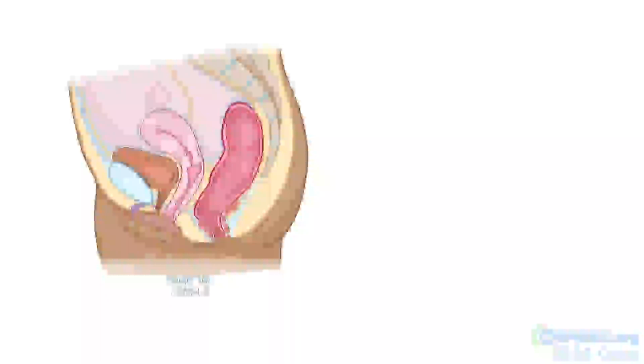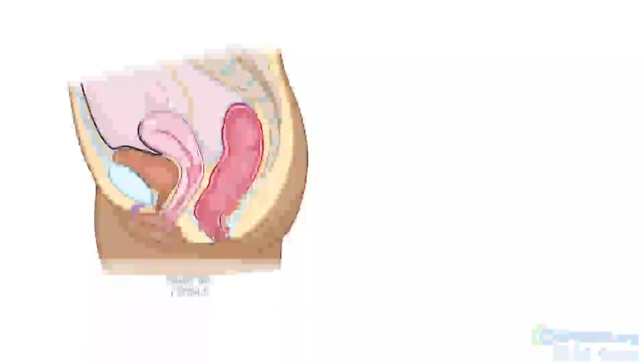Alright, now in females, the peritoneum travels in a similar fashion as it does in males, with the main differences coming near the posterior surface of the urinary bladder as the bladder sits anterior to the uterus. Here, the peritoneum reflects over the anterior surface of the uterus, reaching the uterine fundus. This creates a space between the bladder and the uterus called the vesicouterine pouch.